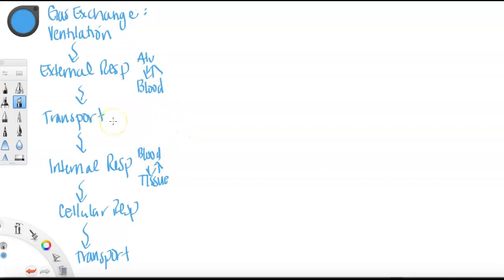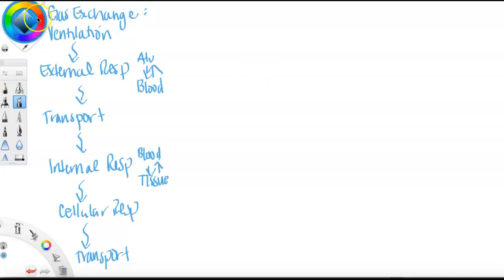Okay, and then transport, once we get the oxygen into the blood, we've got to take it to tissues, so that's transport. And then we've got to exchange with the tissue with internal respiration, and then we have to transport the CO2 back to the lungs to get rid of it. And then the cellular respiration I just throw in there because that's the use of oxygen and the creation of the carbon dioxide.